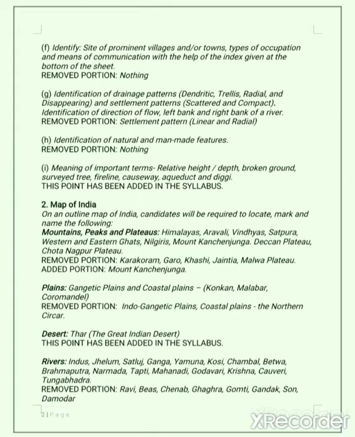The portion which has been removed from here: Karakoram, Garo, Khasi, Jaintia, Malwa Plateau. And the portion which has been added is Mount Kanchenjunga. Next is plains, Gangetic plains and coastal plains. You are required to know about Gangetic plains and coastal plains, and you are also required to locate these two plains. Now from coastal plains you are supposed to locate only Konkan, Malabar and Coromandel coast.